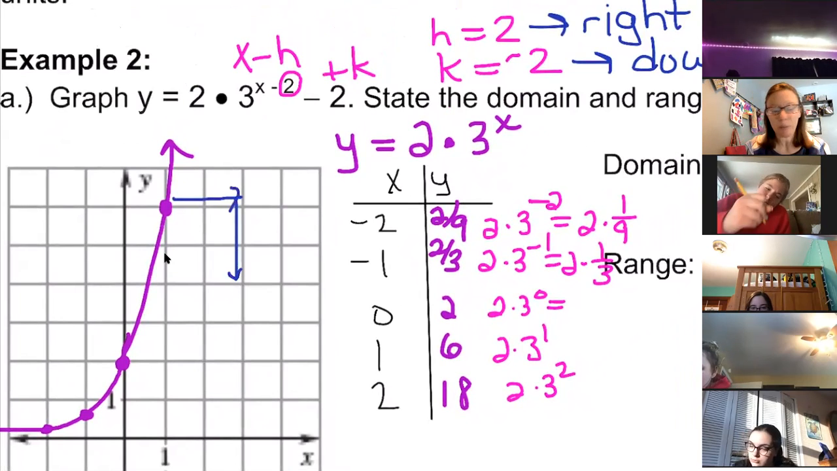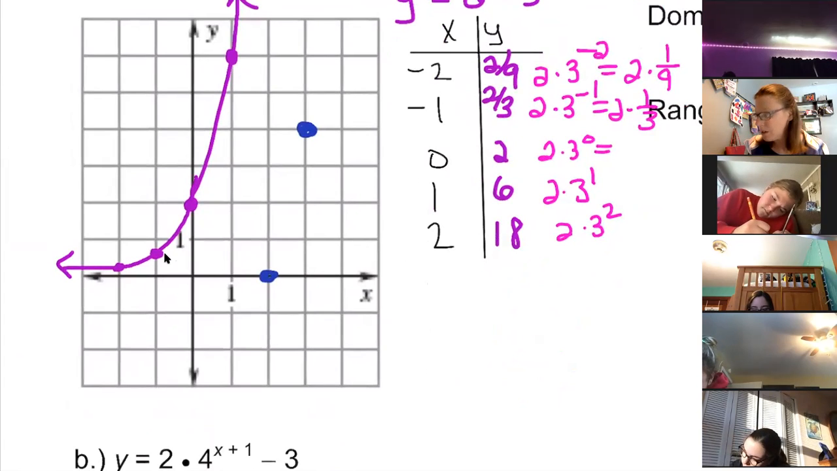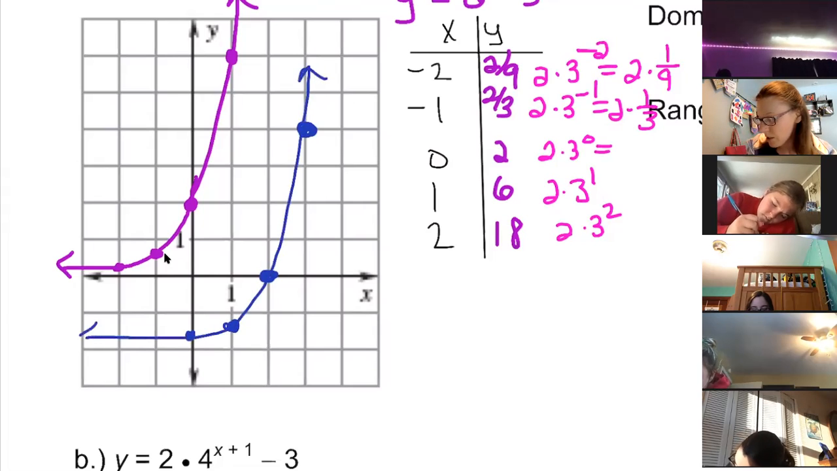So I'm starting on the right side, that upper point. That's where my new location would be. Right 2, down 2. My next one moves right 2, down 2. And that's my new point. So each one of your points, you're moving right 2 and down 2. And one more time, right 2, down 2. Your graph should have the same shape, the same steepness, it just has shifted. Questions on that? Please ask if you have questions.